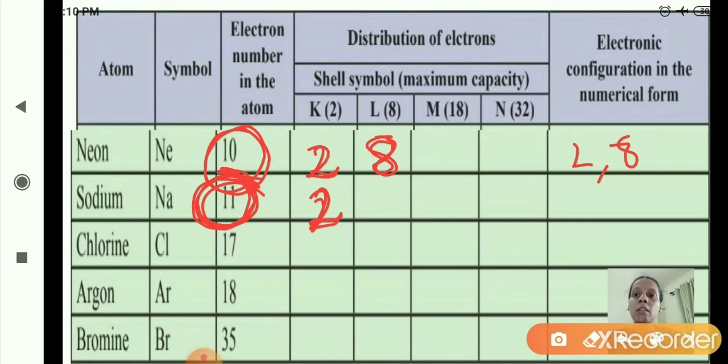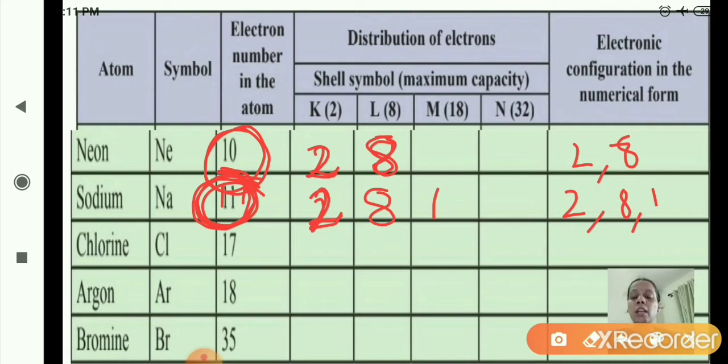So in that 9, what is the maximum capacity of L shell? We cannot write here 9 electrons, because the maximum capacity of L shell is 8 electrons only. So from this 9, 8 will go in L shell. Now see how many are remaining more? 2 plus 8, that is 10, and the total number is 11. So 1 electron is remaining, that will go in M shell, right? So what is the electronic configuration? That is 2, 8, 1, right? So this is the electronic configuration for sodium atom.